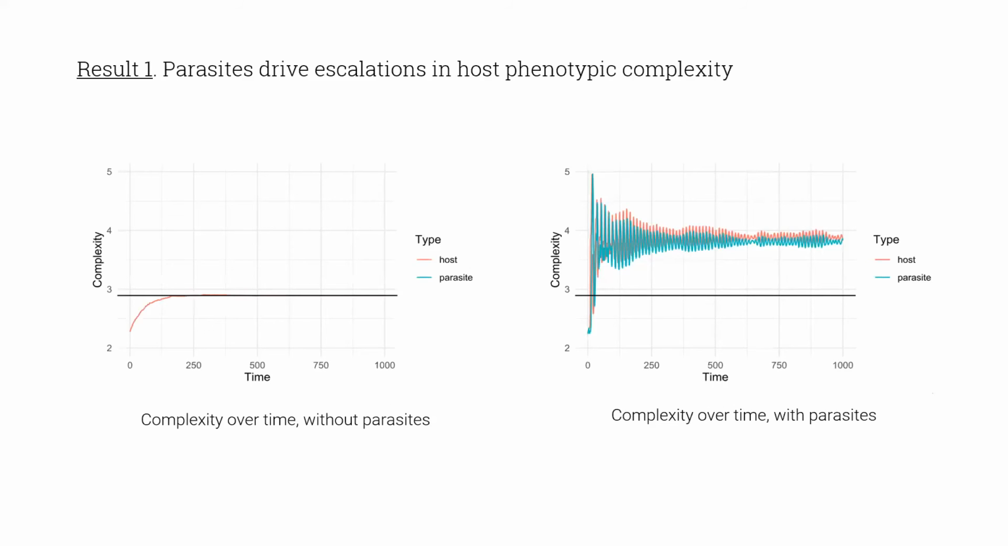So the first result we find is parasites lead to an escalation in host population complexity, which was what we expected because that's already been seen in previous work. So if you don't add any parasites to the system, the host goes to a particular basal level of complexity, which you call C0. But if you were to add a parasite and you let both these populations evolve together, the complexity increases, and it's somewhere above the basal complexity.